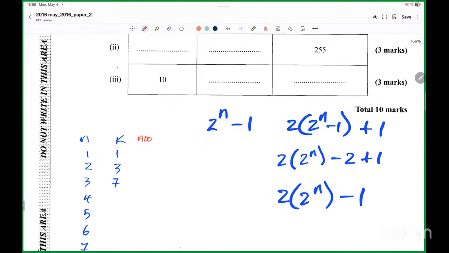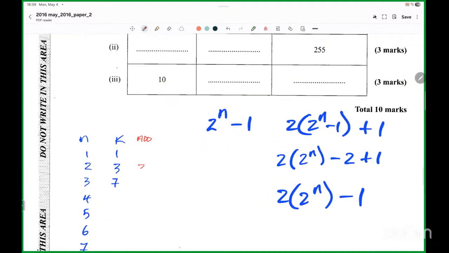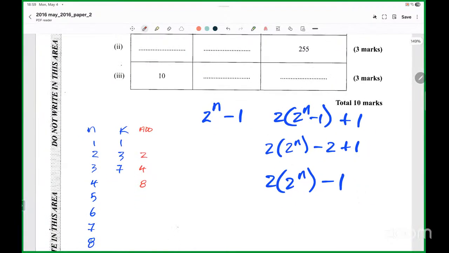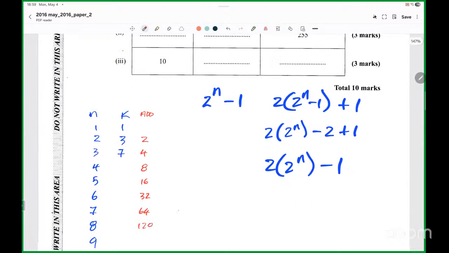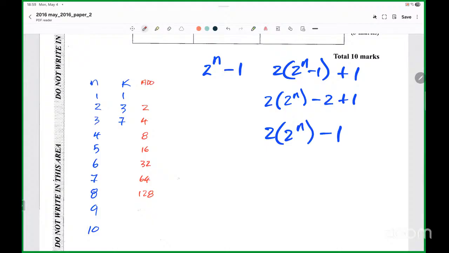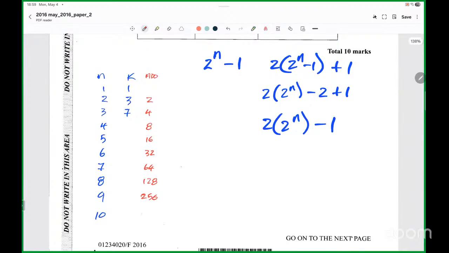So for this one, I start with 1, I add 2, then I add 4, I have to add 8, then I have to add 16, I have to add 32, then I have to add 64, then I have to add 128. 128 times 2 is what? 256. Then I have to add how much now? 256 times 2 is how much? 512. See that? That's my key.